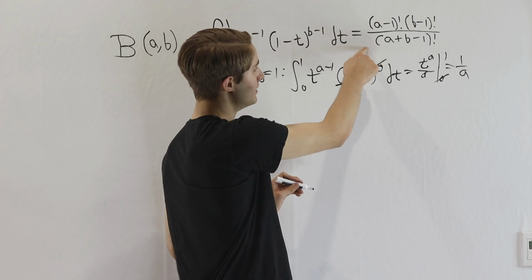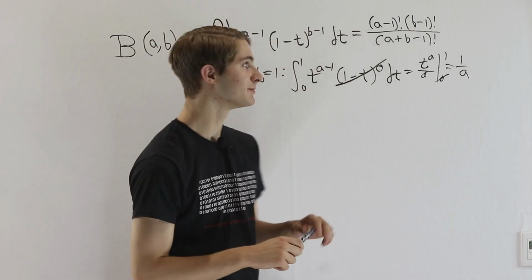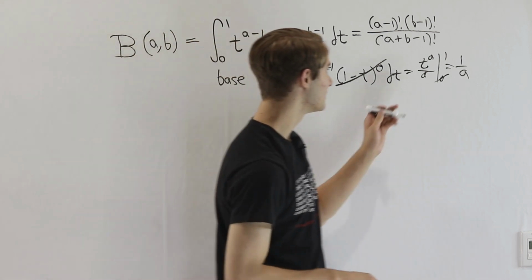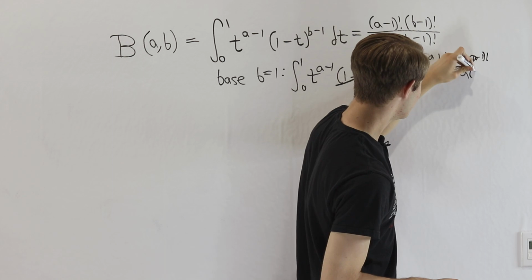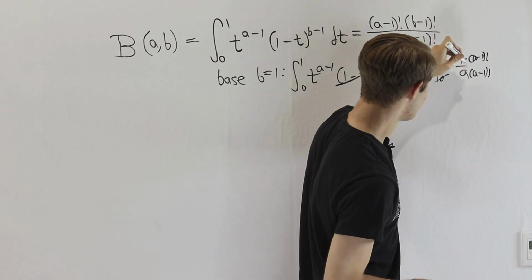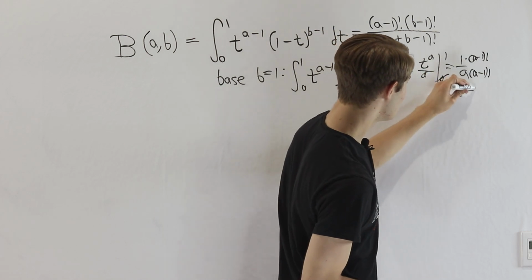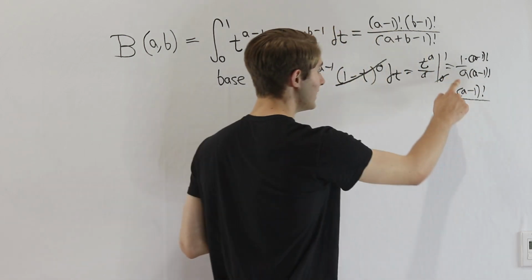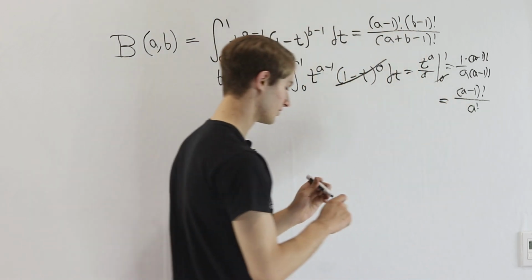Now we want it to be in this form. So to start out, we want an (a minus 1)! on top. Let's just multiply it on the top and bottom. So we get (a minus 1)! right there, then (a minus 1)! on the bottom. And this is going to be equal to, well, on the top, we get (a minus 1)!. On the bottom, a times (a minus 1)! is a!.